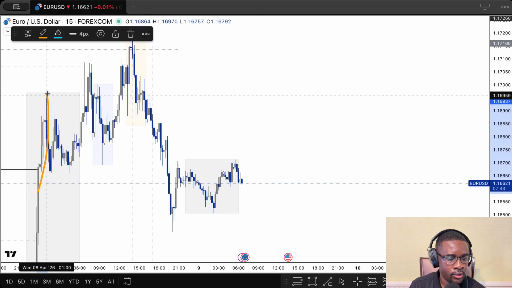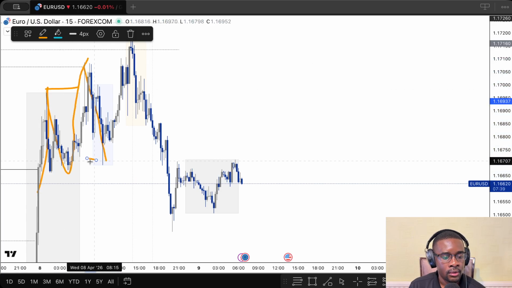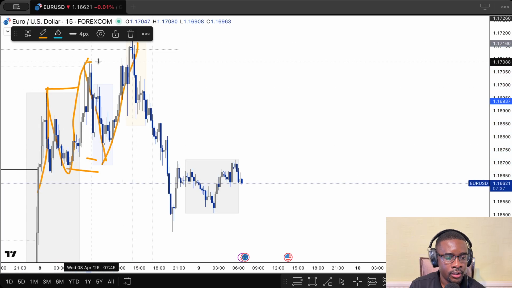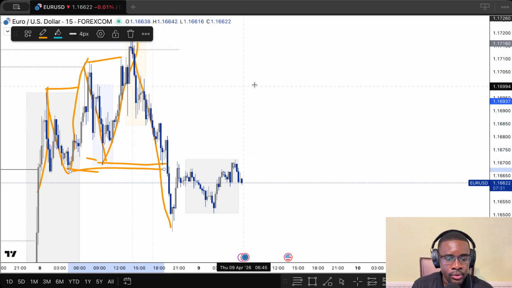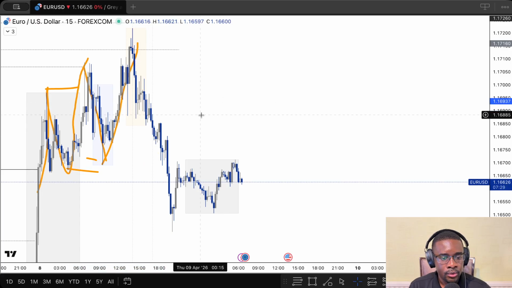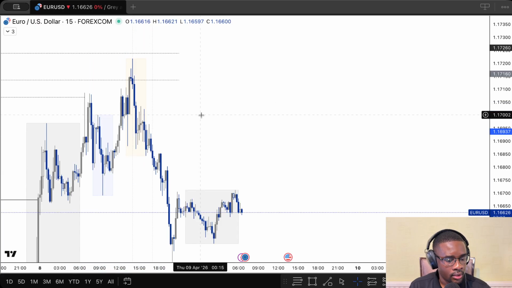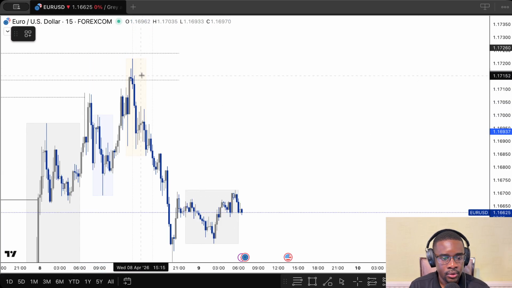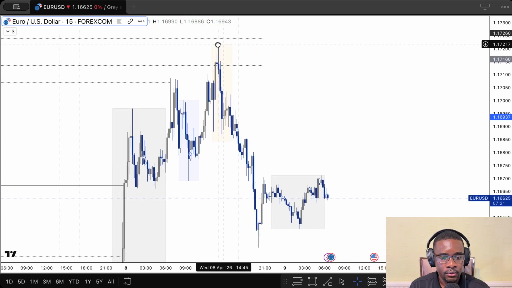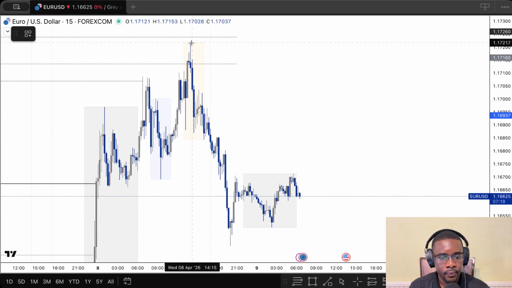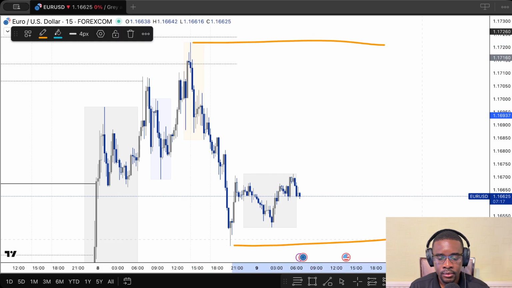Okay, so we had price push up, come down, break structure to the upside, mitigate, break structure again to the upside, and then now we've had a break of structure breaking below both of those lows. Okay, so we now have a new range that is bearish from this high, this high, this low.